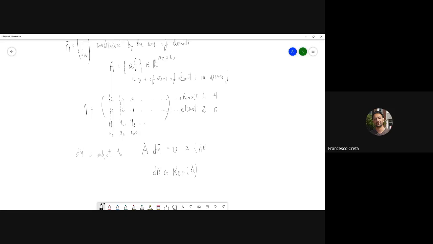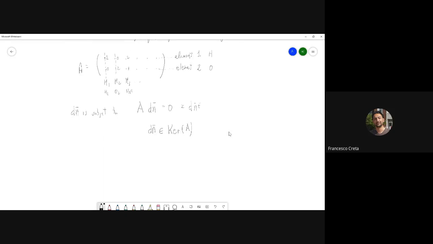Which is a subset, okay? It's a smaller dimensional space than your NS dimensional space, okay? And in fact, the dimension of the kernel of A will be NS minus NE.